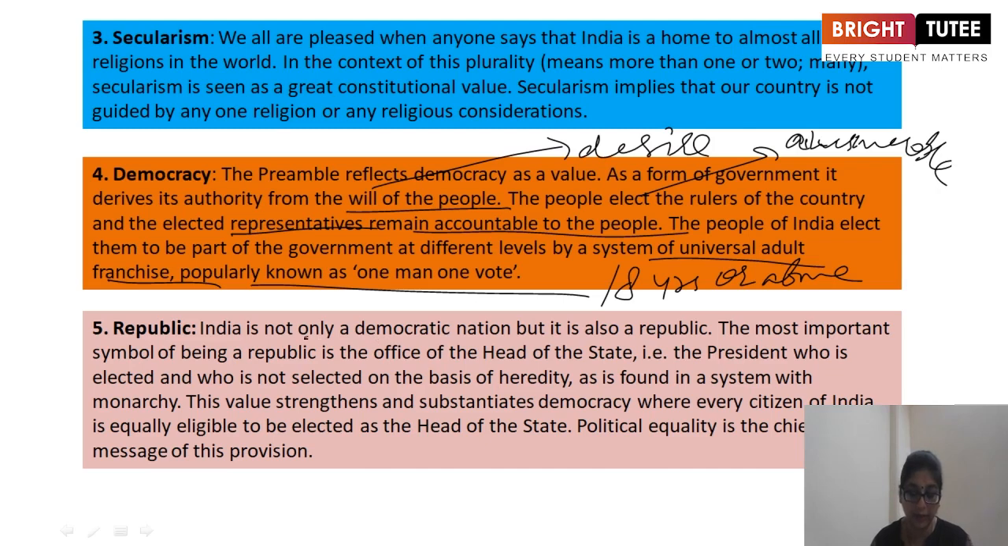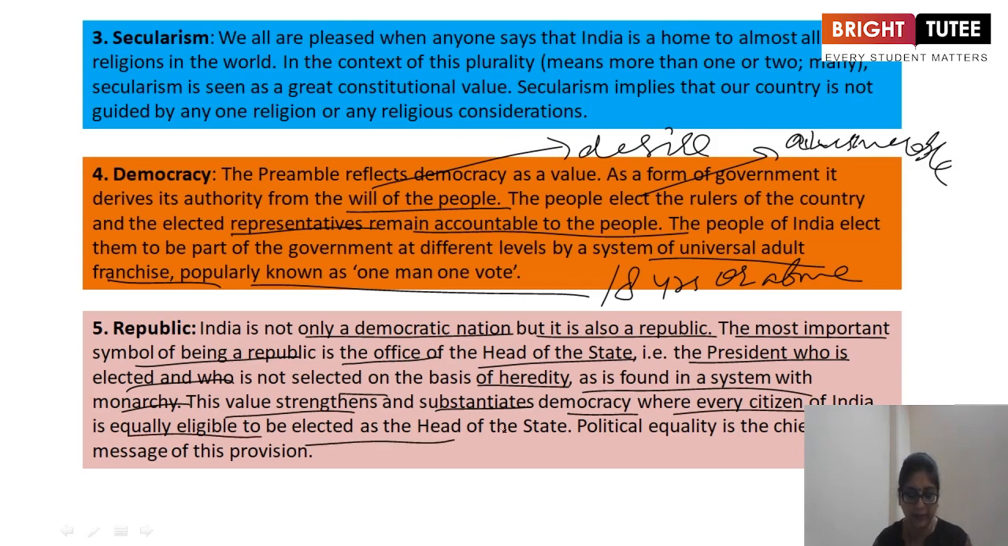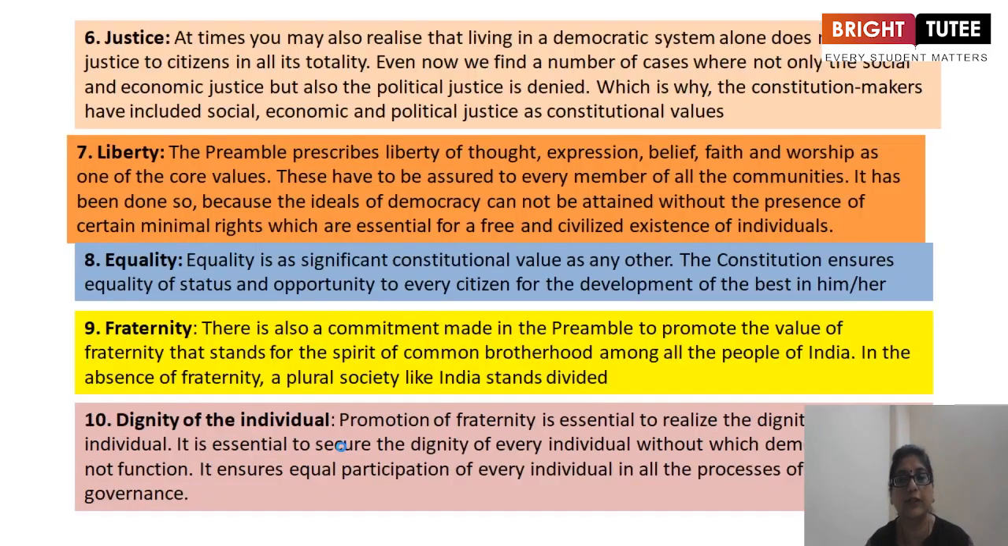Then republic, as we have our own constitution. India is not only a democratic nation, but it is also a republic. The most important symbol of being a republic is the office of the head of the state. That is a president who is elected and not selected on the basis of heredity, as is found in a system with a monarchy. This value strengthens and substantiates democracy, where every citizen of India is equally eligible to be elected as the head of the state. Political equality is the chief message of the provision.